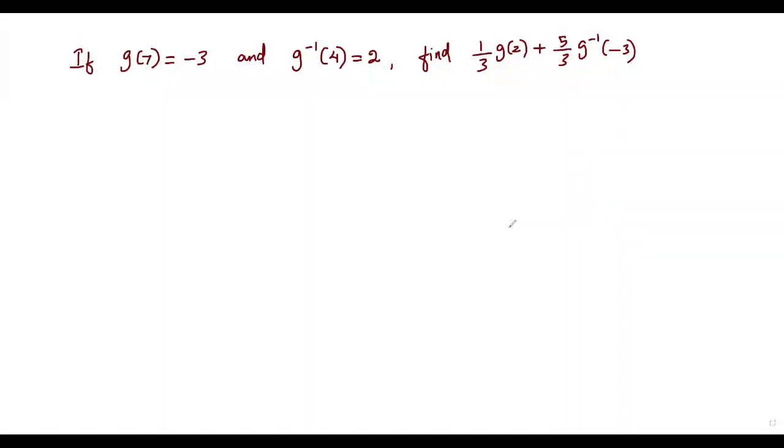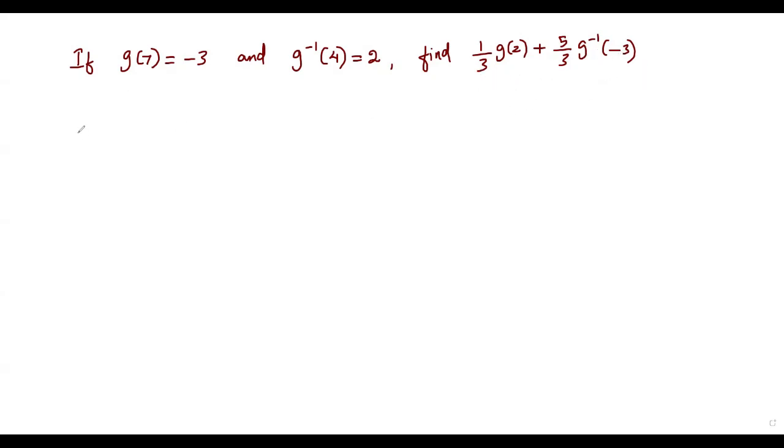Here we have an honors Algebra 2 question. Okay, let's go with the question. If g of 7 equals negative 3 and g inverse of 4 equals 2, find one third times g of 2 plus 5 thirds times g inverse of negative 3. So we have to evaluate the value of this expression.